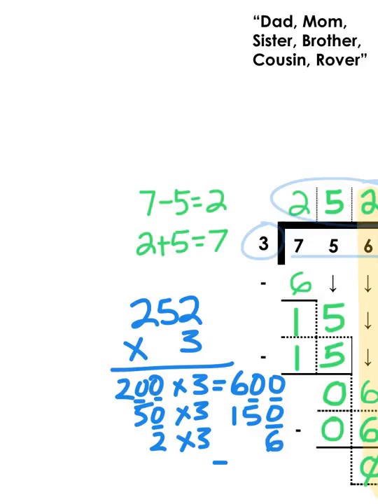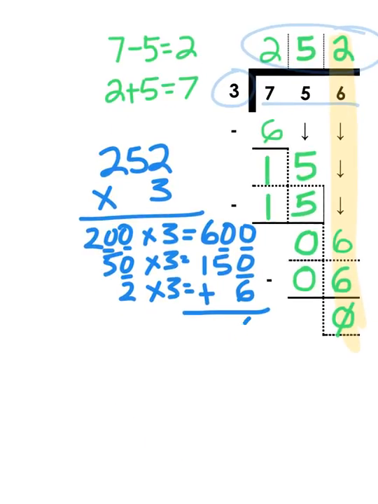And as I can see, as I'm lining up my partial products, if I add all these together, I'm going to get 756. So it works.